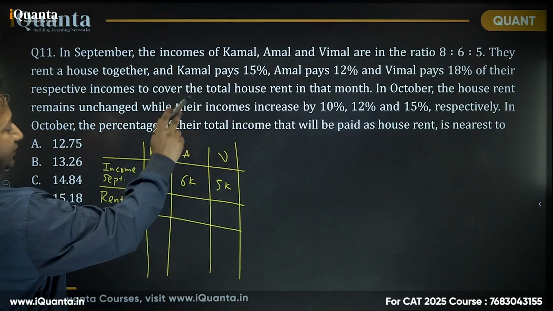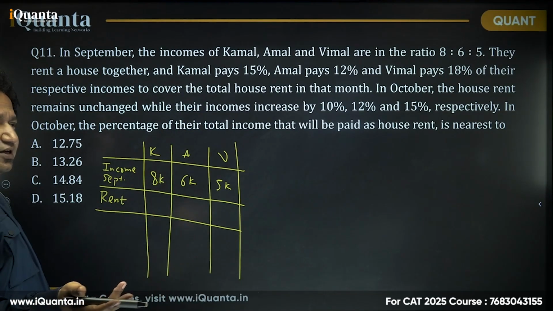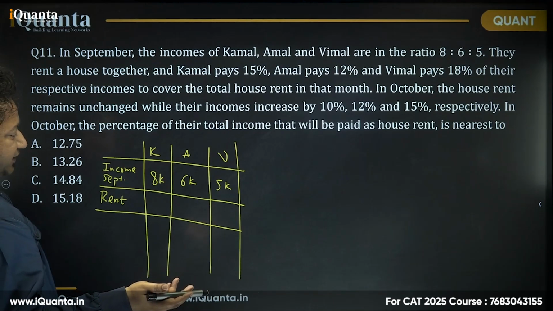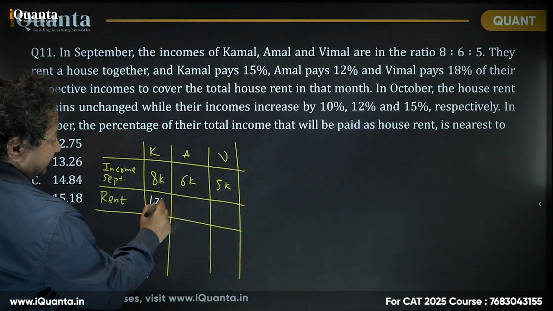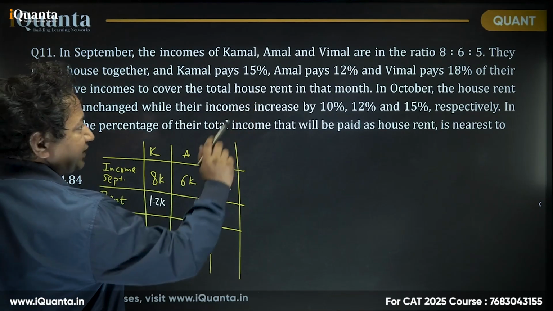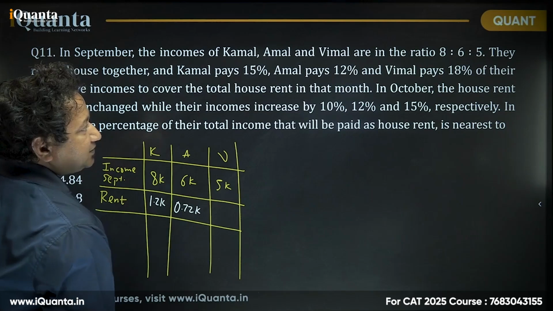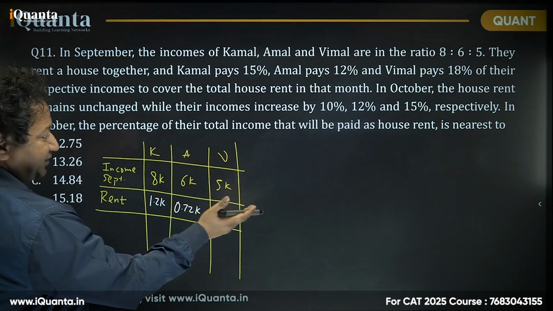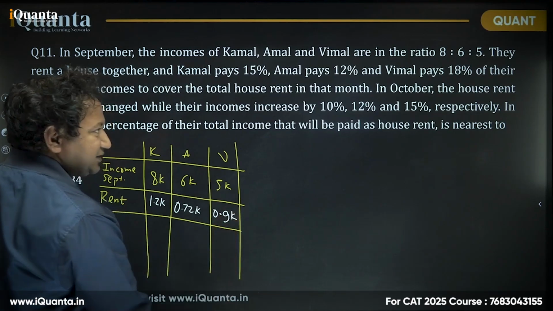Kamal pays 15% of 8K. That means he has paid 15% is how much? 15 into 8 is 120. So he must have paid 1.2K as the rent. 6 into 12, 72, so 0.72K as the rent. That is what Amal has paid. Vimal has paid 18%. 18% of 5 is 0.9, so 0.9K. Just need to calculate quickly.